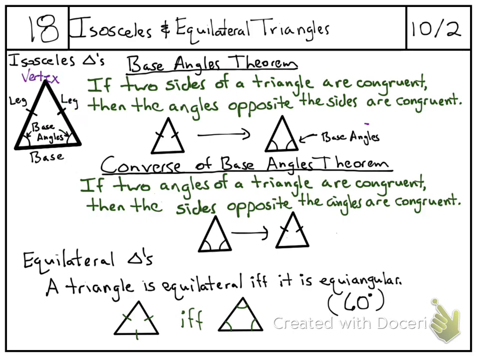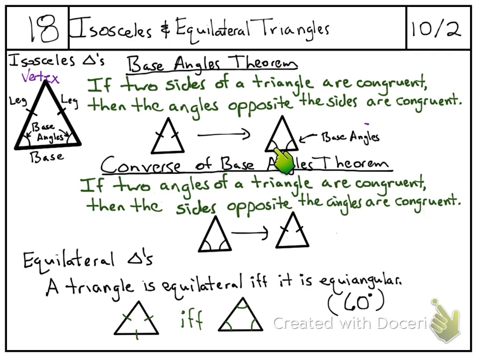Now, the base angles and the legs are the two important ones, but the vertex angle and the base are other names we may need to know along the way. Two theorems we get from this: the base angles theorem. If two sides of a triangle are congruent, then the angles opposite the sides are also congruent. So we have two sides congruent in this triangle. That means that the base angles will be congruent.